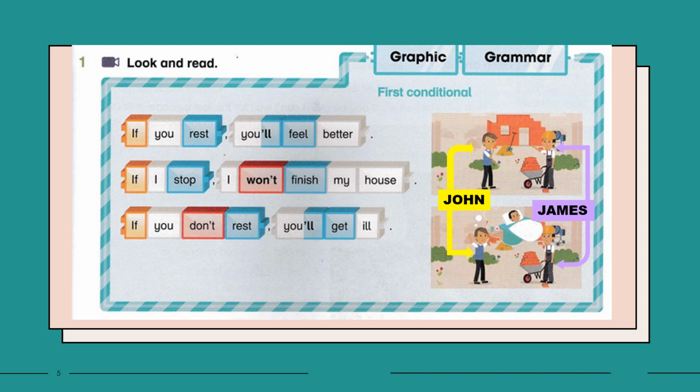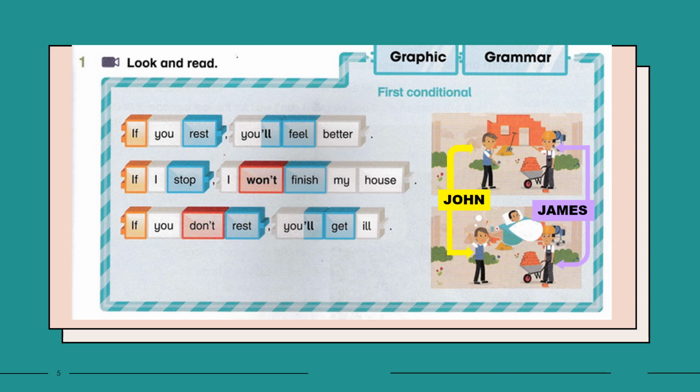But James had a doubt. He said, "If I stop, I won't finish my house." John warned him. He said, "If you don't rest, you'll get ill." Those are examples of first conditional sentences.